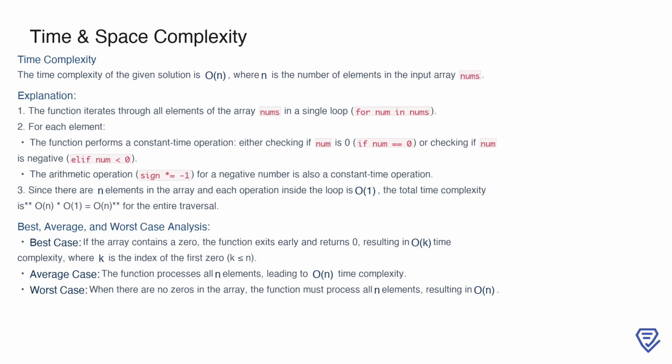In the best case, if the array contains a 0, the function exits early after processing up to the first 0, resulting in O(k), where k is the index of the 0. On average, the function processes all elements, giving us O(n). In the worst case, when no zeros are present, the function must traverse the entire array, which is also O(n). This makes the solution efficient across different scenarios.